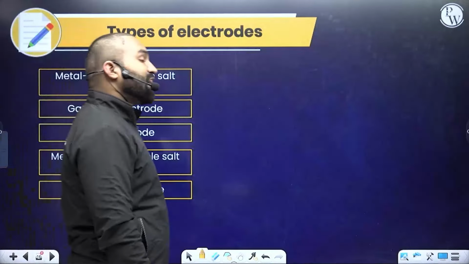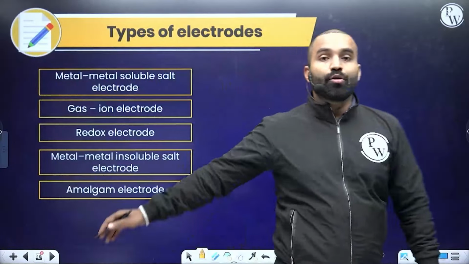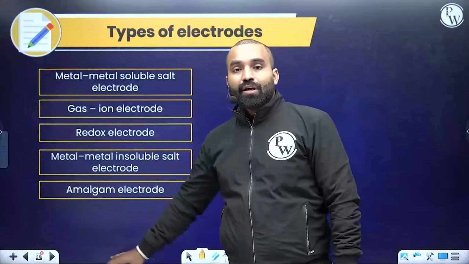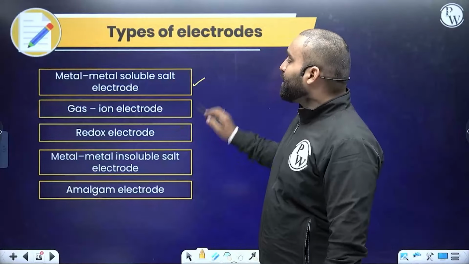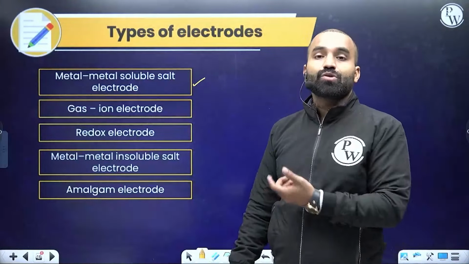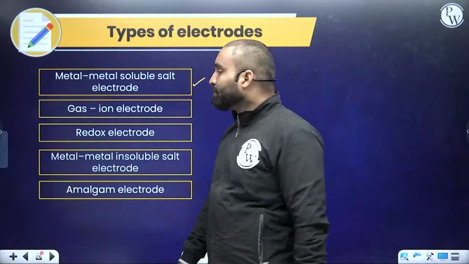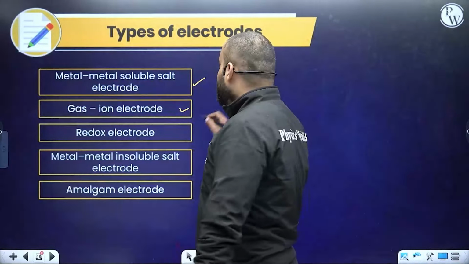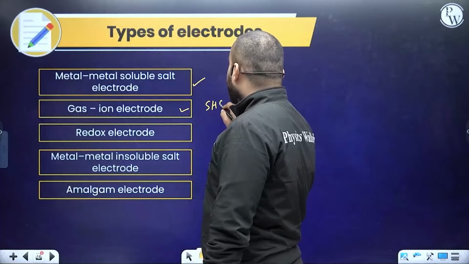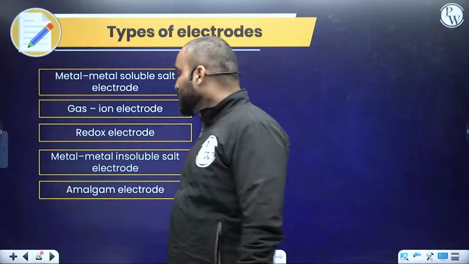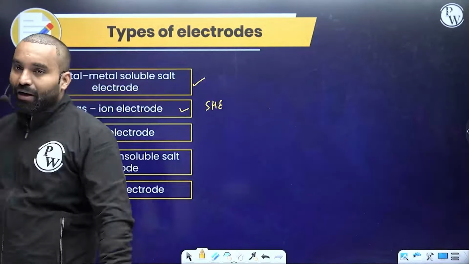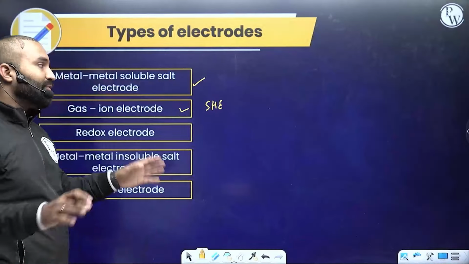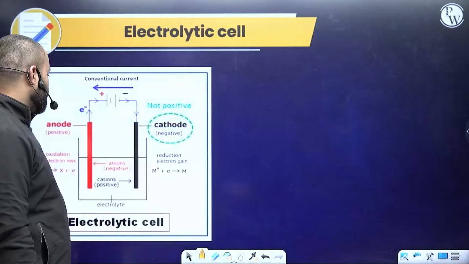There are various types of electrodes, although you need not know all of them in detail, but just the names: metal soluble salt, which we have used in the Daniell cell, for example, galvanic cell; gas ion electrode, the standard hydrogen electrode for example; redox electrodes, metal insoluble salt electrode, amalgam electrode. By the name you should know there are various kinds of electrodes that exist.